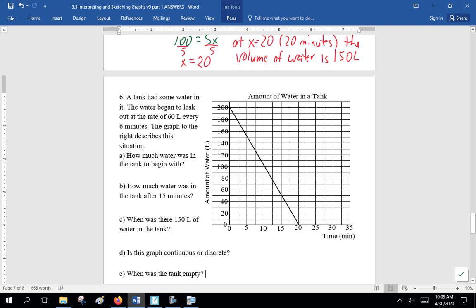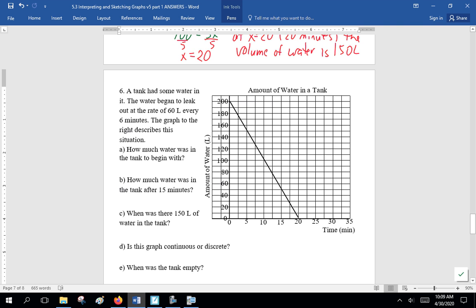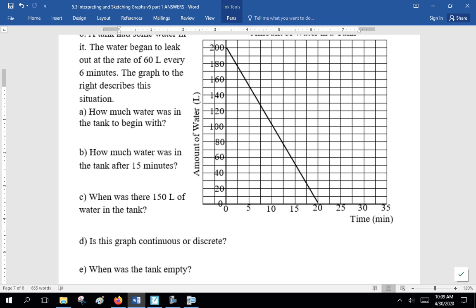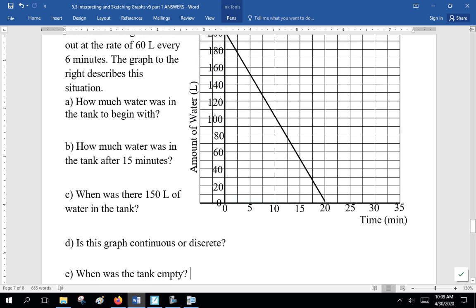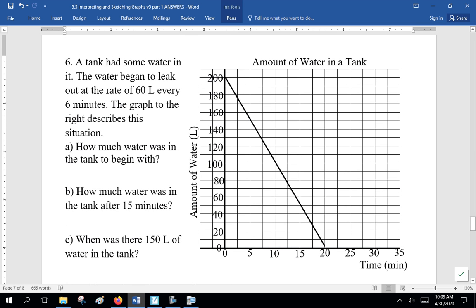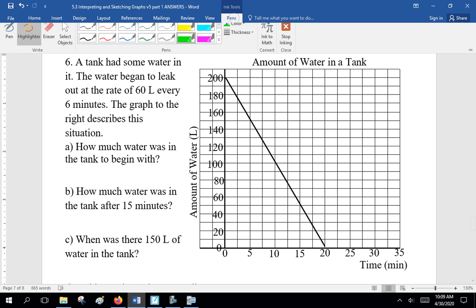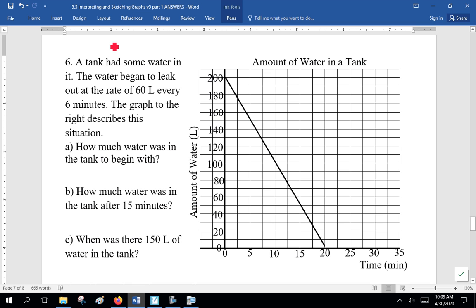Now, here's another question we're going to work on. A tank had some water in it. The water began to leak out at the rate of 60 liters every 6 minutes. The graph to the right describes the situation. And notice once again, I have a nice title. My axes are labeled with numbers and units, so I know what we're talking about.